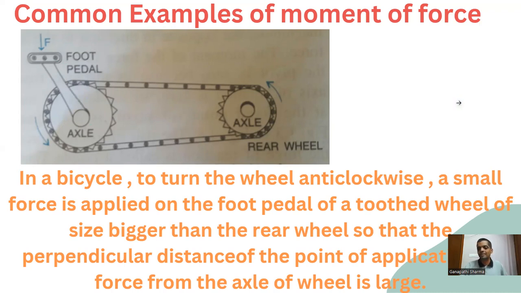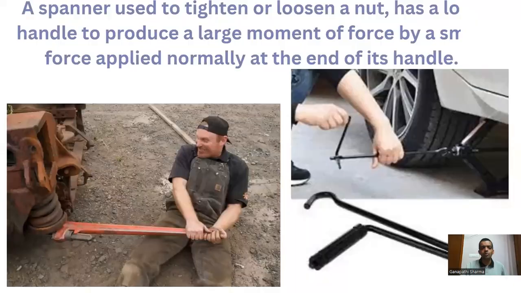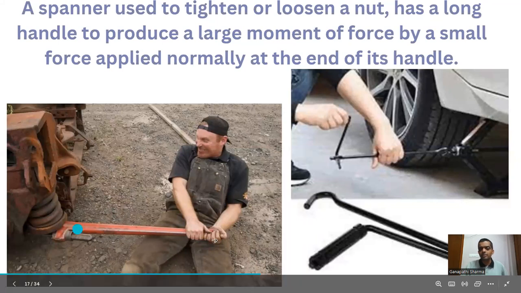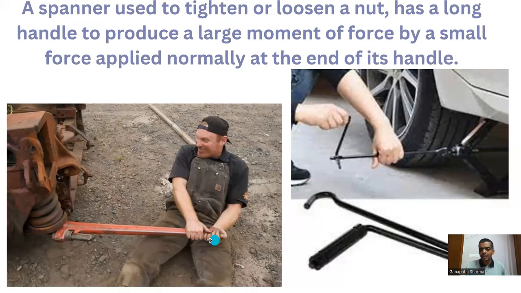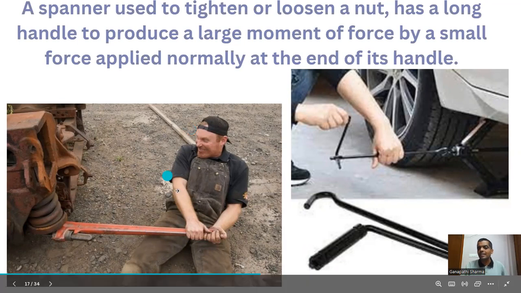Keep that in mind. Yes, let's go with some more examples. You would have seen mechanics using a long handled spanner compared to a short one. What is the purpose of this? The reason is that as the perpendicular distance increases, the torque will be more. He can rotate it easily, conveniently.